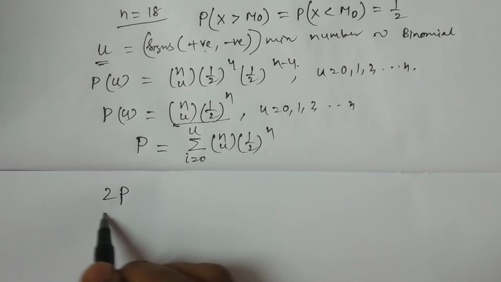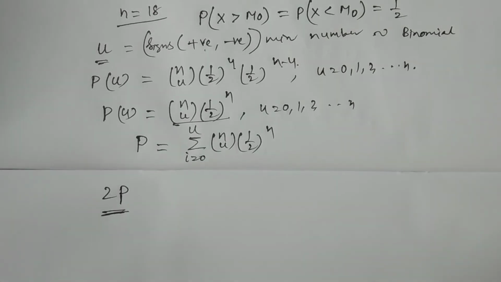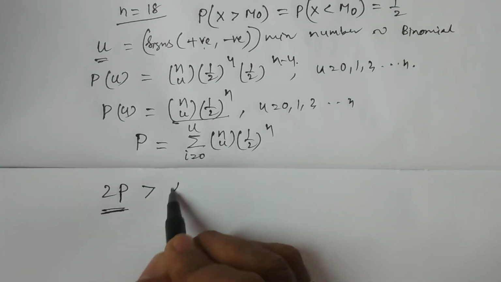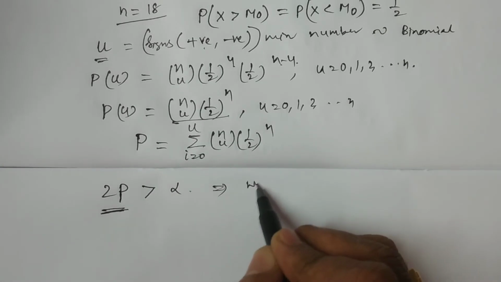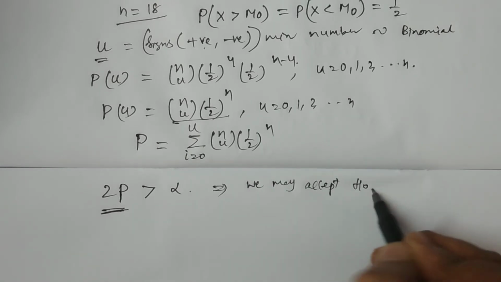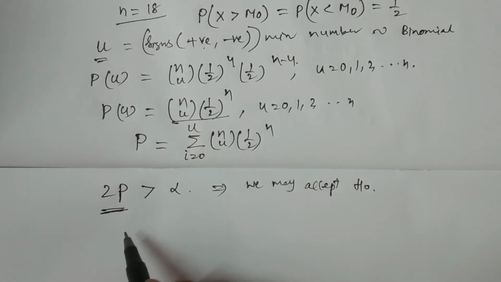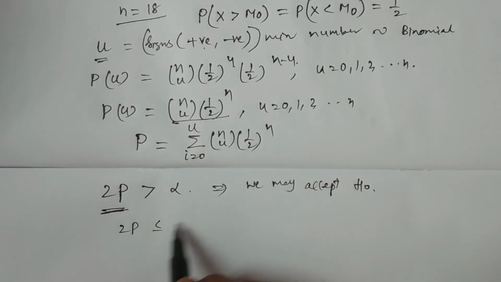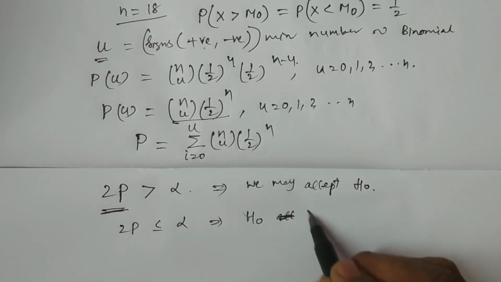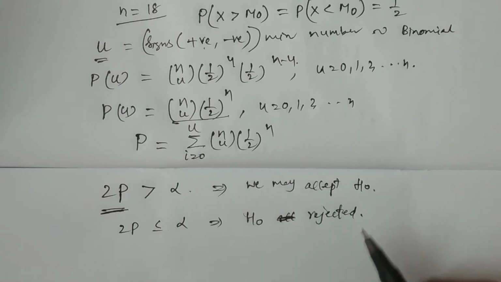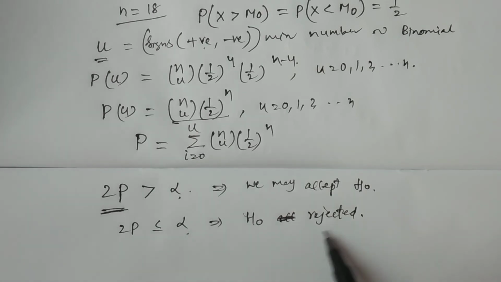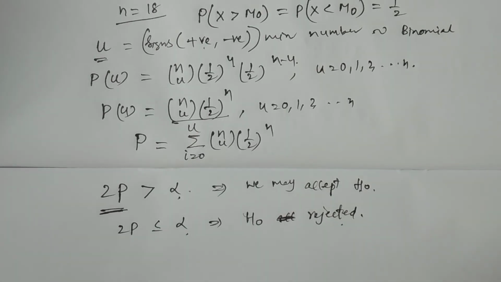This is what the test statistic is going to be. We compare it with the level of significance alpha. If 2P is greater than alpha, then we accept H naught. Otherwise, if 2P is less than or equal to alpha, then H naught is rejected. To be clear: if 2P is greater than alpha, we accept H naught, and if 2P is less than or equal to alpha, then H naught is going to be rejected. This is the first particular case.